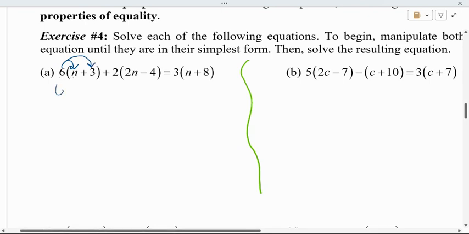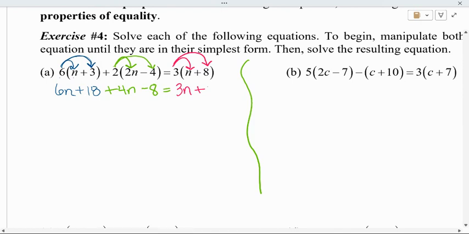6 times n, 6n, good job, Michelle. 6 times 3, 18. 2 times 2n is 4n. A positive 2 times a negative 4 is negative 8, so I write that as minus 8, equals, let's see, 3 times n is 3n, and 3 times 8 is 24.